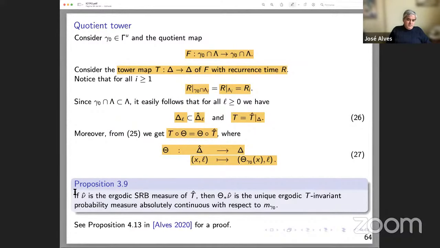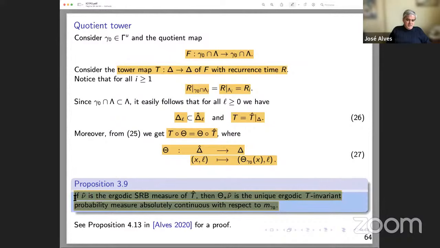And moreover, one more relation which is important. If nu hat is ergodic, we have seen that the tower T hat has an ergodic SRB measure, which we call nu hat. Then the projection, the push forward under this theta transformation, is the unique ergodic T invariant probability measure which is absolutely continuous with respect to M gamma 0. Well, it is the one that we obtained in our second lecture.